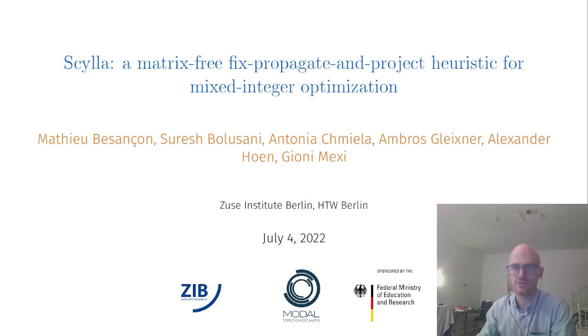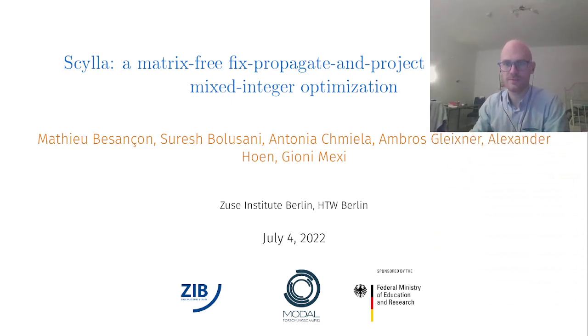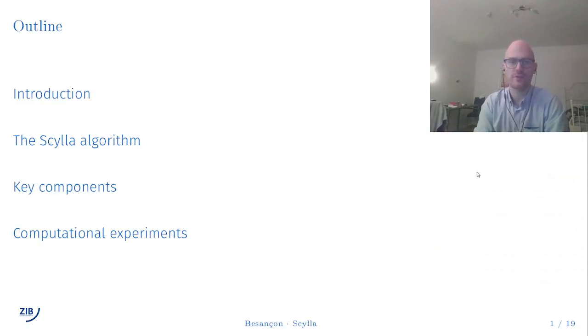All right, let me just slide myself up there and continue. So first, I'll give a brief introduction on mixed integer optimization, on why we had some interest in this specific setting I'm talking about. And then we're going to see the Scylla algorithm and a quick or broad overview of the algorithm itself. And then we'll go over some of the key components of the algorithms that we saw before. And I'll conclude with some preliminary computational experiments.